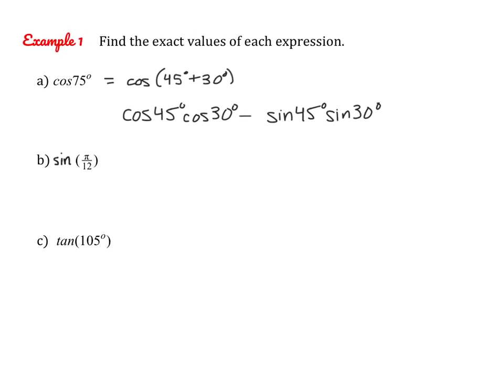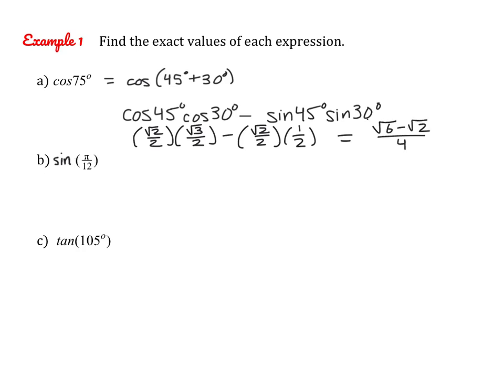Now from here, it's just a matter of evaluating these, which we should have memorized. We should know that the cosine of 45 degrees is root 2 over 2. The cosine of 30 degrees is root 3 over 2. Sine of 45 is root 2 over 2. Sine of 30 is 1/2. So this will equal root 6 minus root 2 all over 4. And this is our exact answer. So again, the sum and difference formulas allow us to evaluate angles that we may not know using angles that we do know.